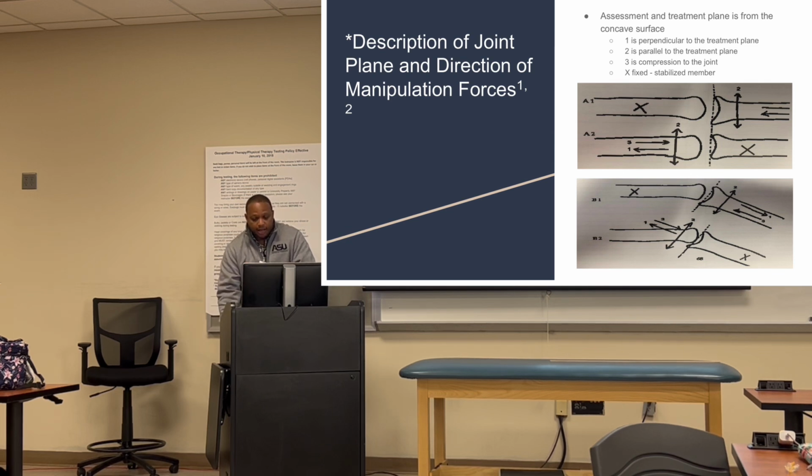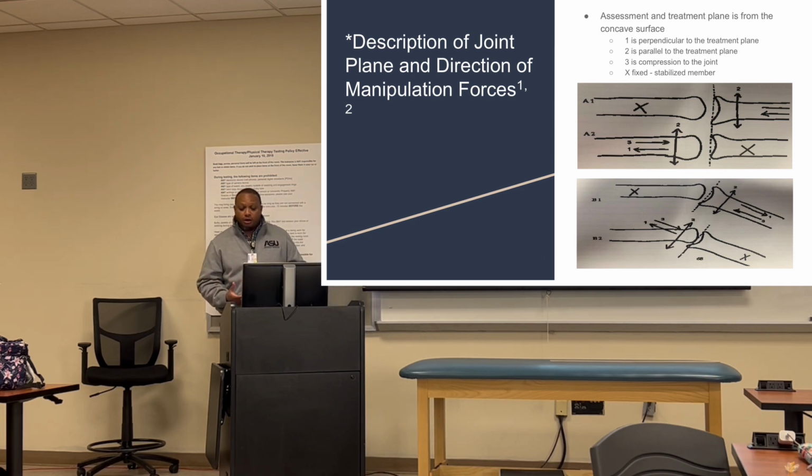Now, the other arrows represent the type of movement or the type of force. So you see this arrow that says 3. If I move this osseous structure into this concave surface, if I push it into the concave surface, I mobilize it into that concave surface, I'm compressing the joint.